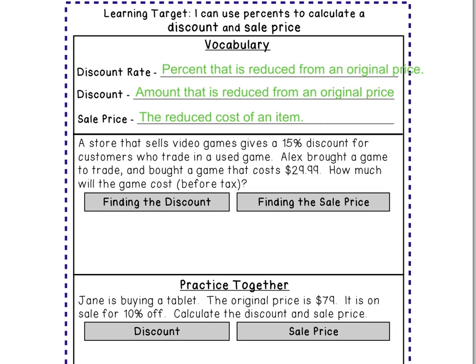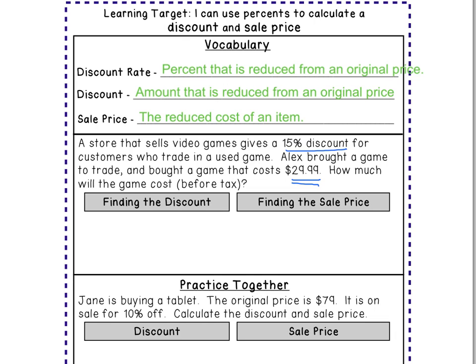We have a store that sells video games. So a store that sells video games gives a 15% discount for customers who trade in a used game. Alex brought a game in to trade and bought a game that cost $29.99. How much will the game cost before tax? So we're not even worrying about tax.